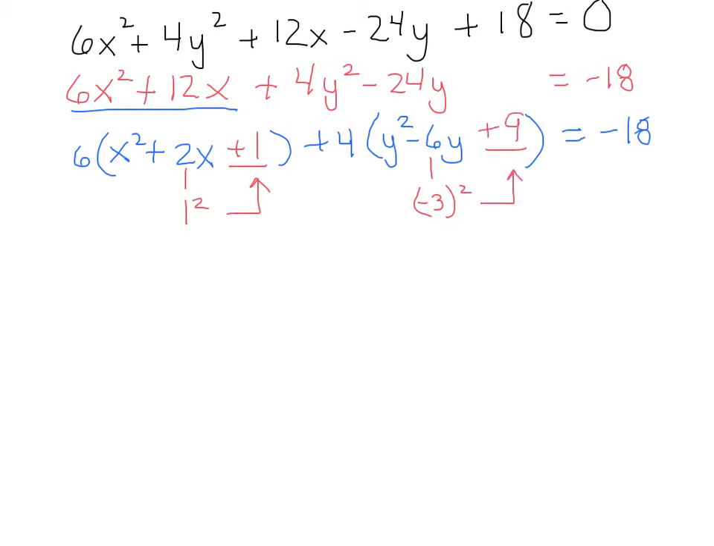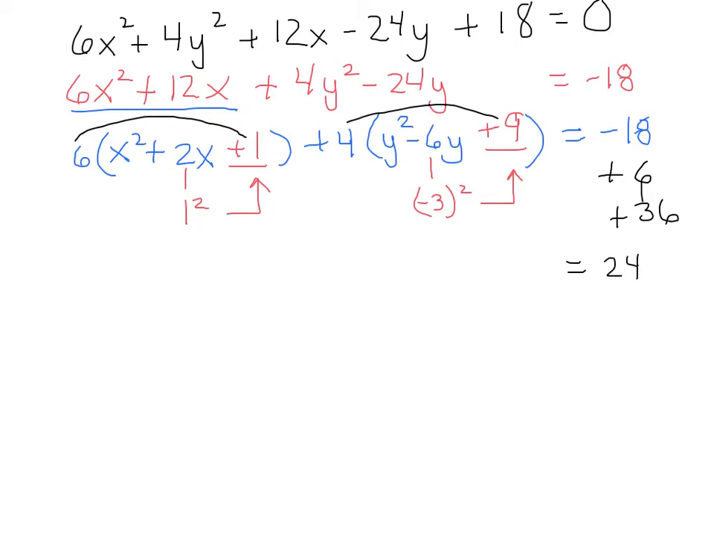Now, I can't just arbitrarily add these numbers to the left side without doing something to the right. But really, I didn't just add 1, I added 6 times 1. So I need to add 6 to the other side as well to keep it balanced. In addition, I didn't just add the 9, I added 4 times 9, or 36, so I need to add that to the other side as well. So when I combine these, -18 plus 6 is -12, -12 plus 36 is 24.